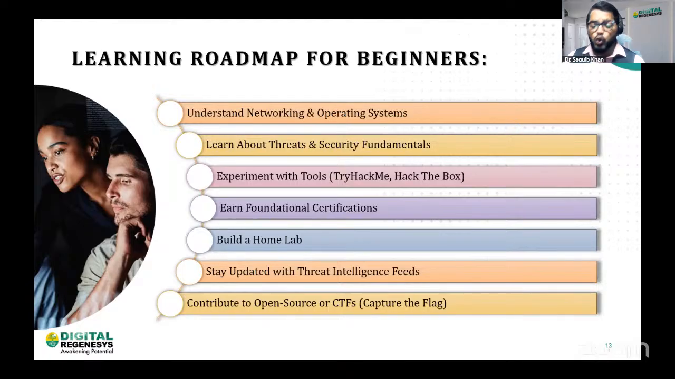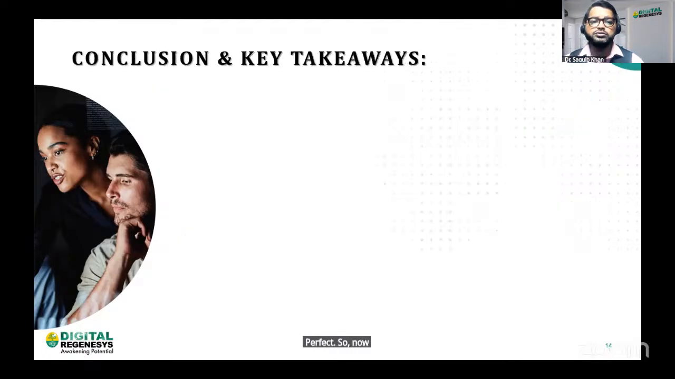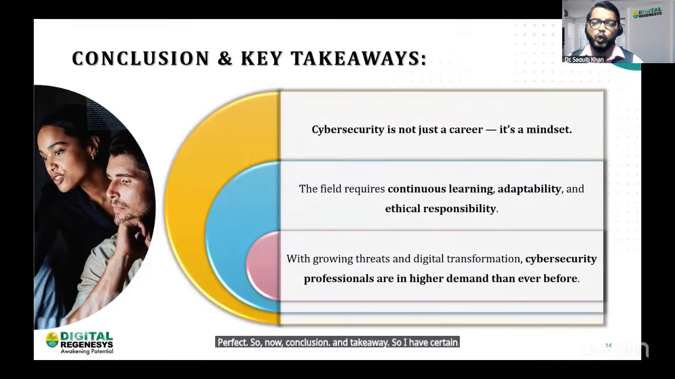Perfect. So now, conclusion and takeaway. I have certain points on a concluding note. Cybersecurity is not just a career. Remember that it's a mindset. Cybersecurity is not only about the title or working 9 to 5. It's a way of thinking.